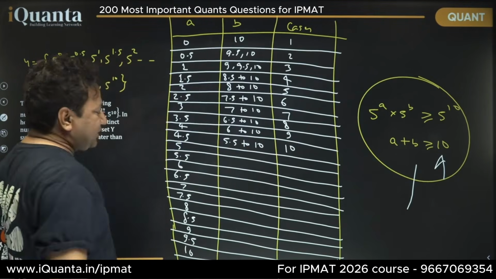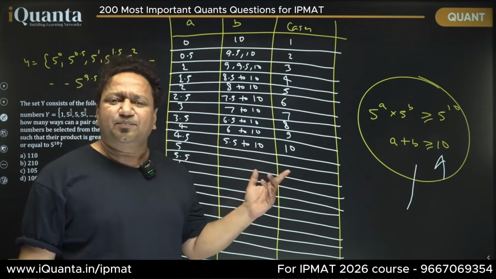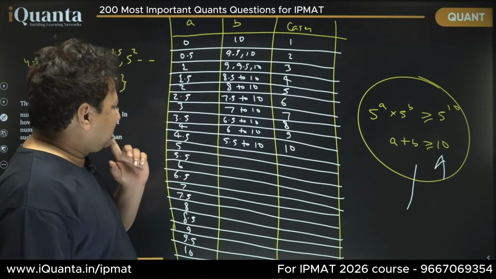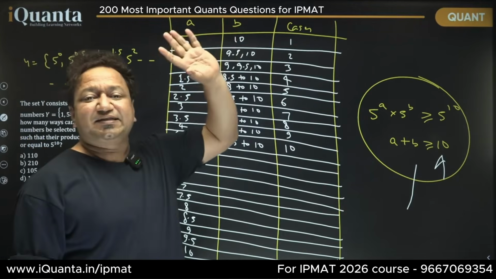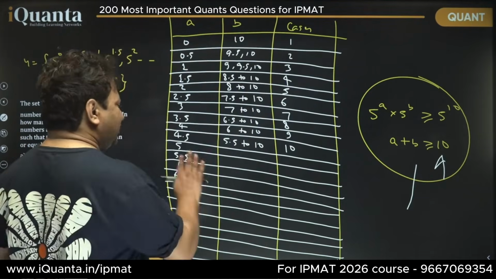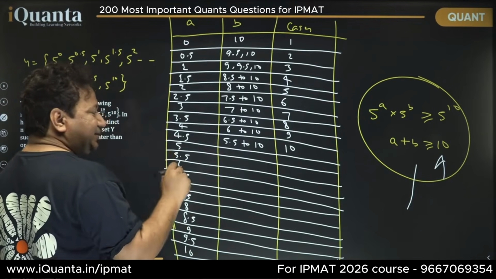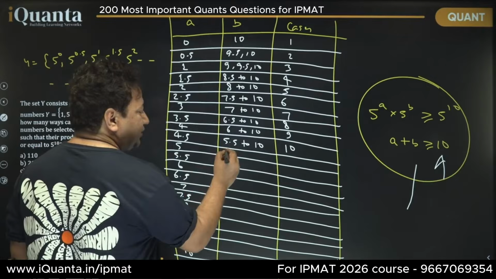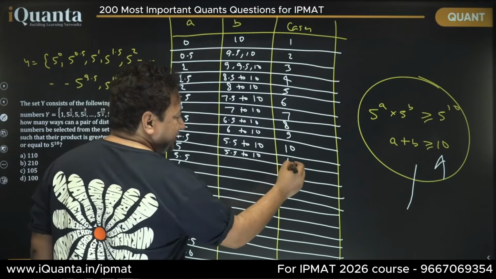Now it is 5. If it is 5, looks like it should be 5 to 10, but that's not possible. Why? Because we need to choose A and B as distinct numbers. They can't be the same. So I cannot start from 5 to 10. I can only start from 5.5 to 10, which makes it 10 possibilities.